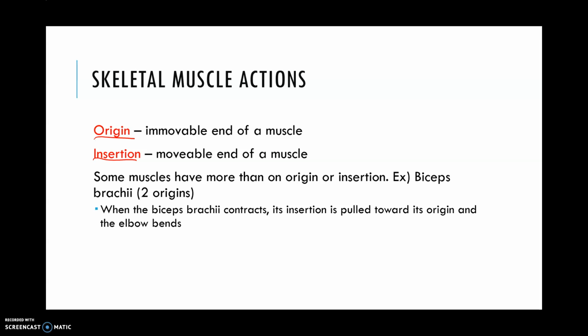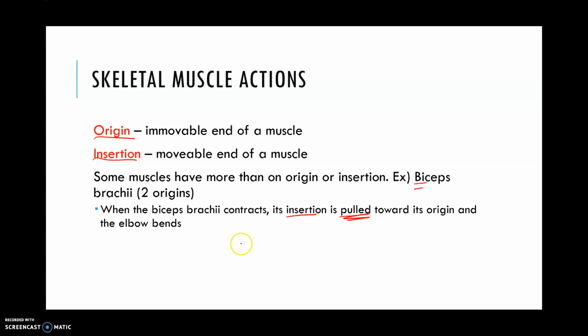So if we have an origin, we're going to know that that's where we're moving up towards or down from. For an example here, some muscles have more than one origin. Our biceps brachii, that bi tells us how many origins we have. So let's think of an example right here. When we use our biceps brachii, our insertion is going to pull on its origin to see our elbow bending.